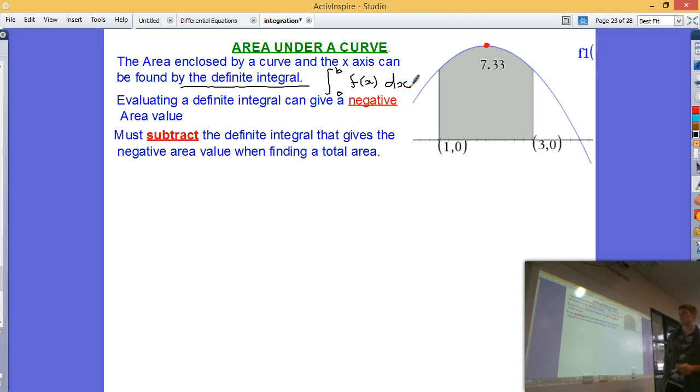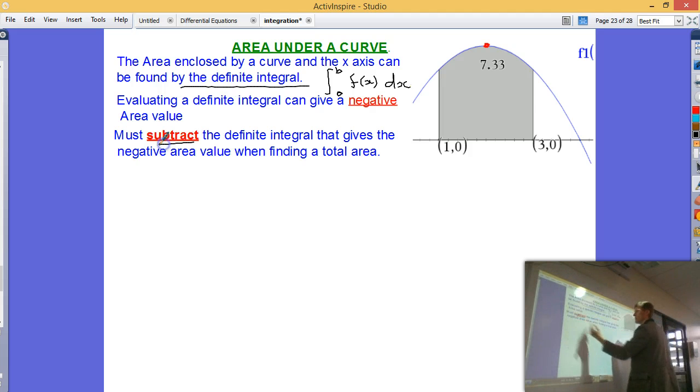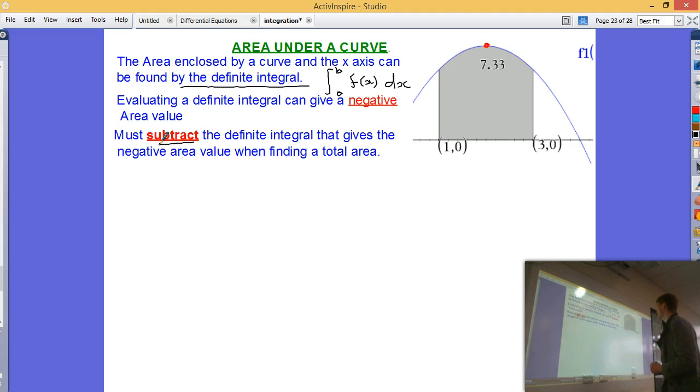Evaluating this kind of definite integral can actually give us a negative area value, not just positive. So what we need to do with those negative area values, we must subtract the definite integral that gives the negative area value when finding the total area. So in this example, we've just got a positive area only.